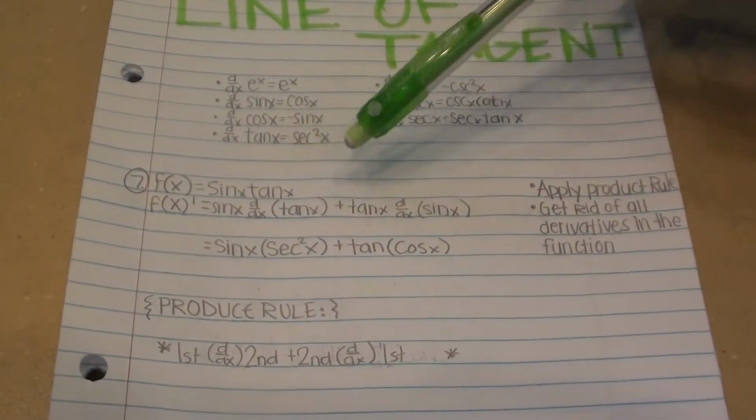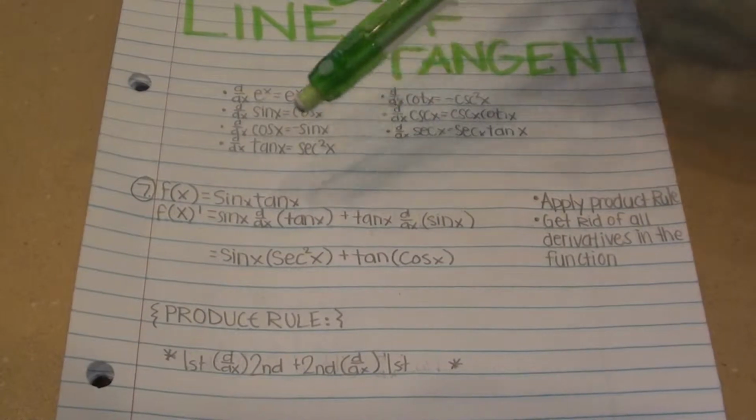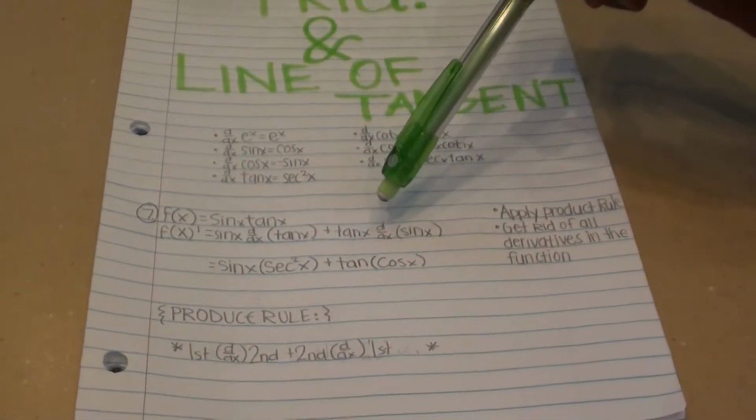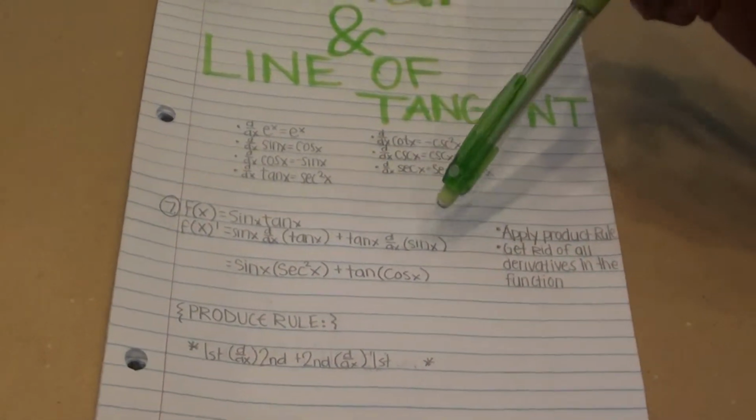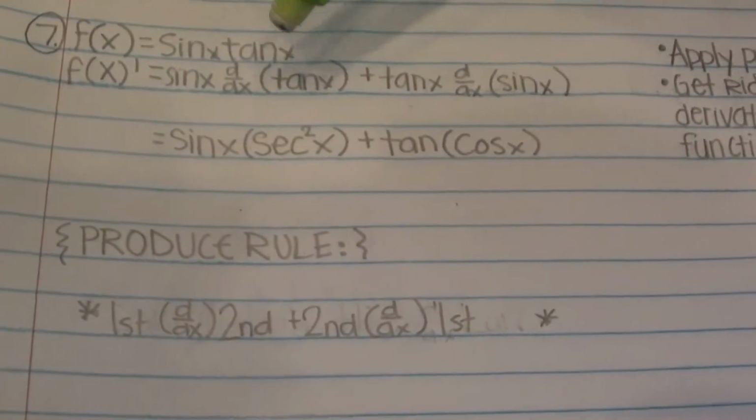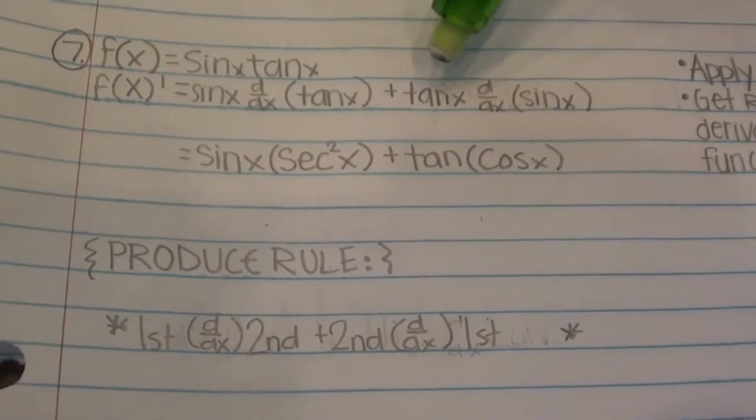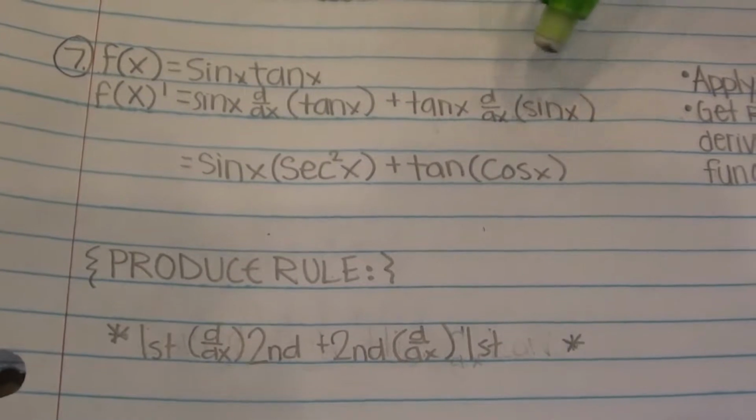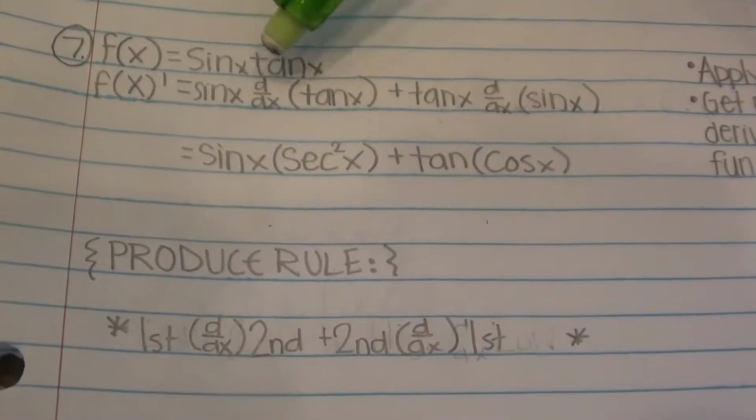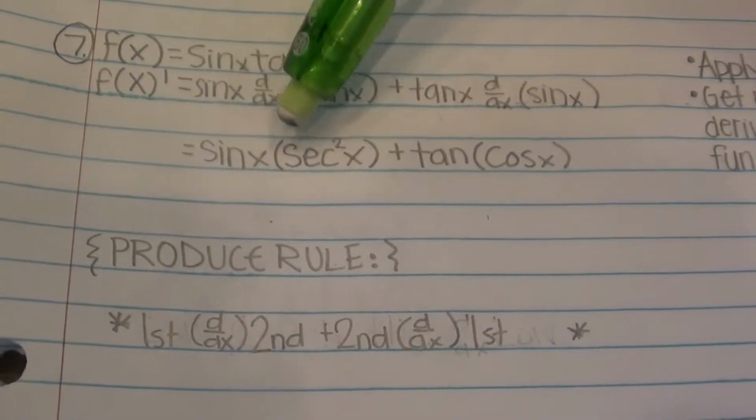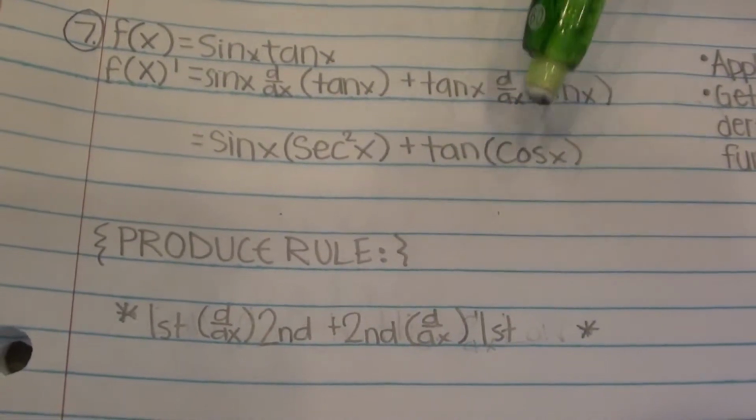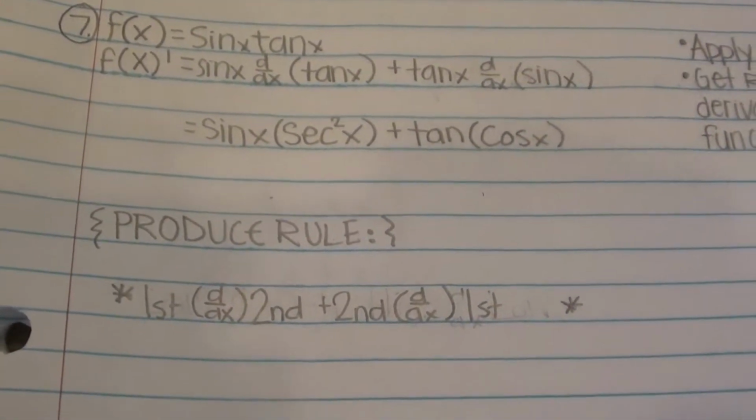So here we can see that we are applying the product rule, which is first times the derivative of the second plus the second function times the derivative of the first function. So here we have sine of x times the derivative of tangent of x plus tangent of x times the derivative of sine of x. And once we get all of our derivatives down, we will get sine of x times secant squared of x plus tan of x times cosine of x.